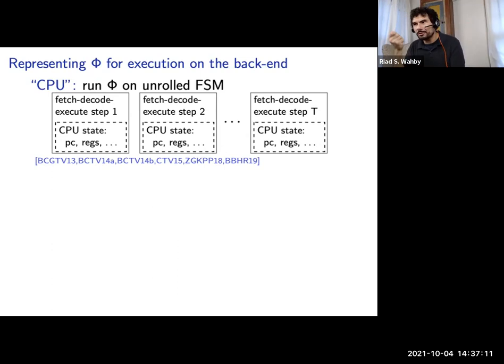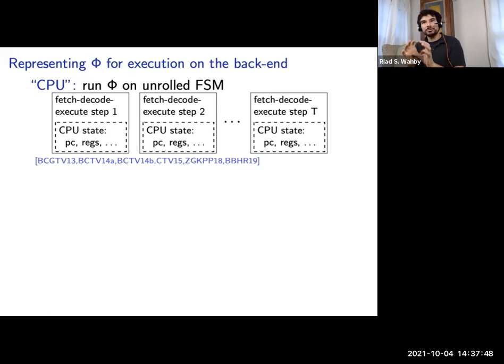And actually, there's one work here, BCTV 14B, that takes this a step further. This work is called Scalable Zero Knowledge via Cycles of Elliptic Curves. I believe it appeared at Crypto 2014. The idea here is since we're applying the same transition function over and over again, we can use recursive proof composition to make things even more scalable in a particular sense. The sense in which it's more scalable is the prover only has to work with a small statement, namely one execution of the transition function.